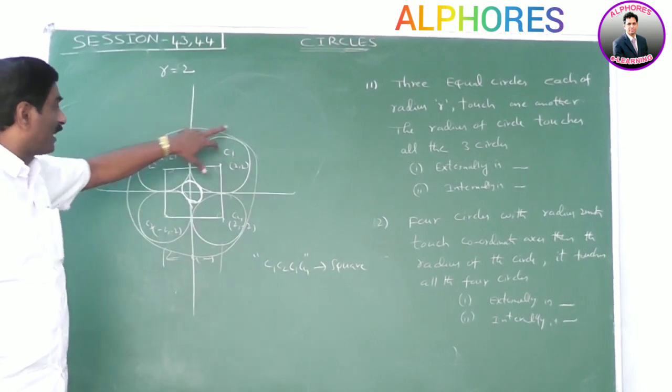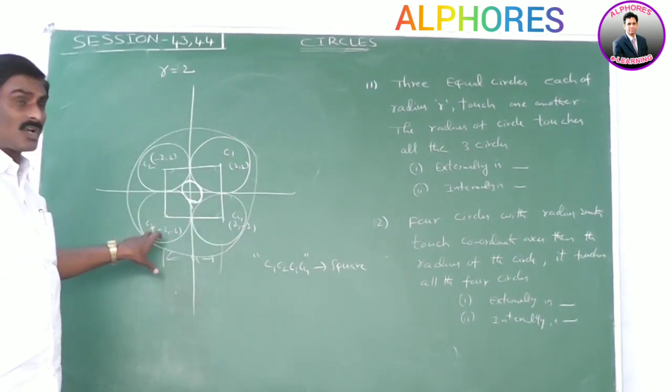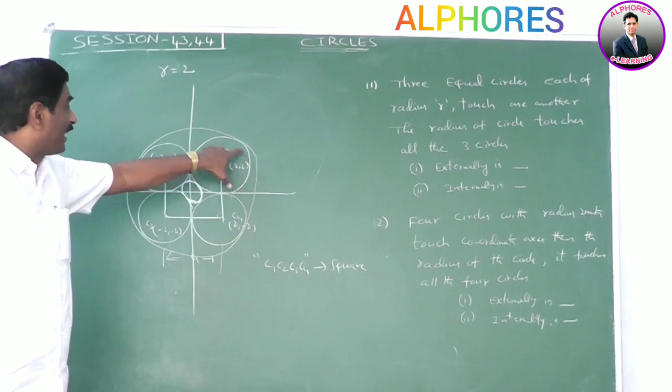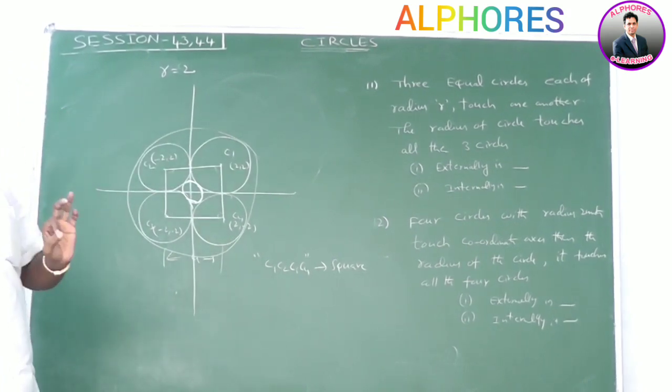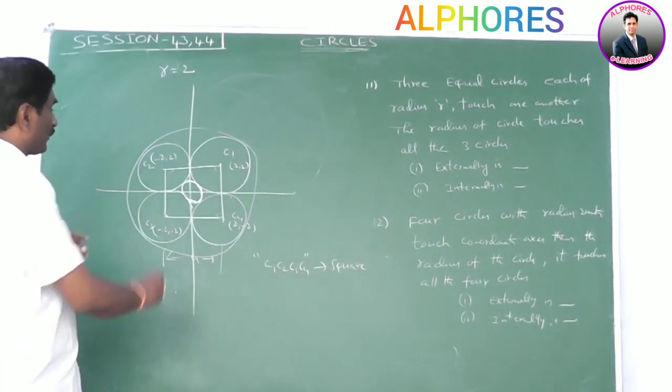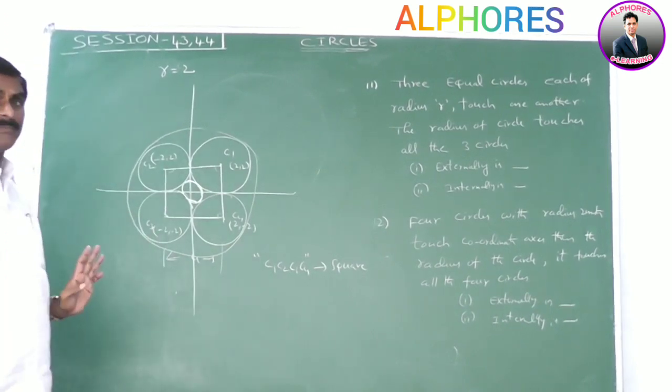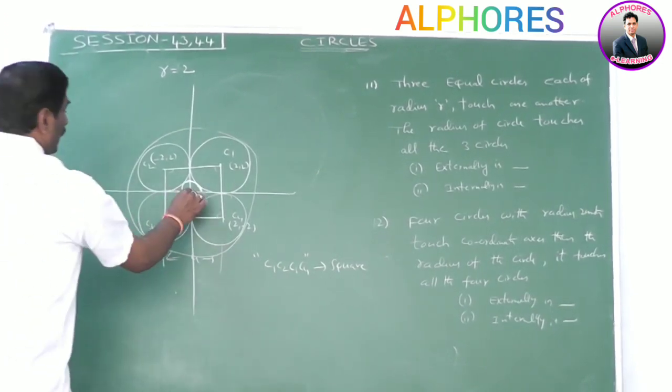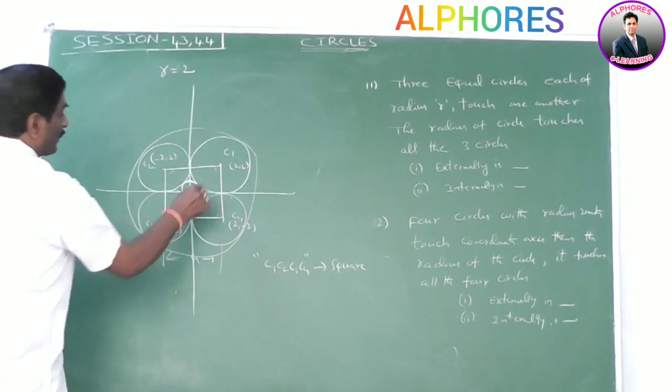These two touch each other internally. So this is the circle which touches all the given four circles internally. Now we find the radius of this circle and this circle. Please observe this point. This is the origin O. Now we find OC1.